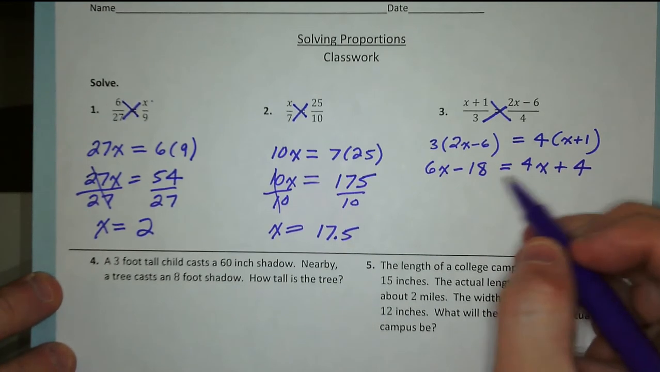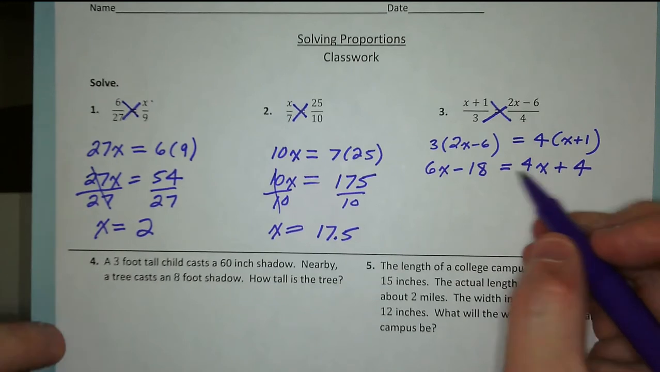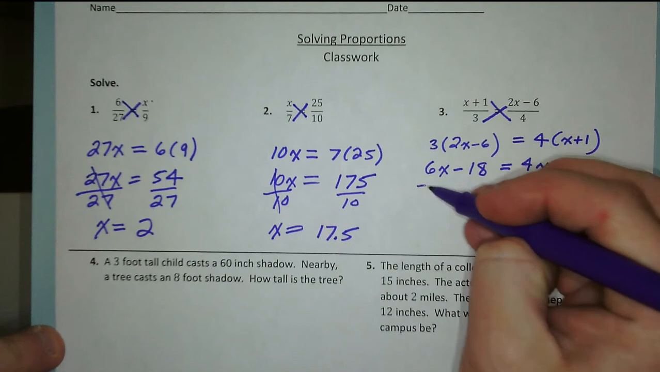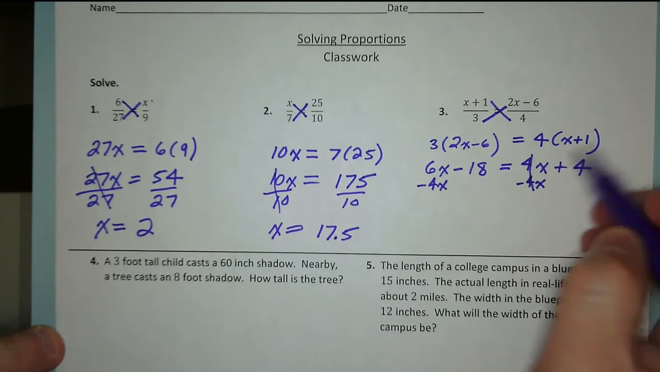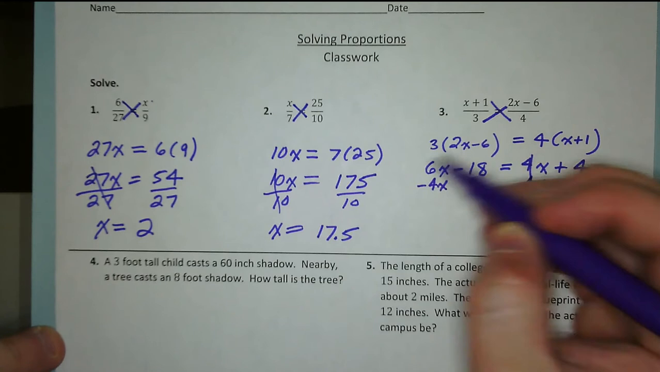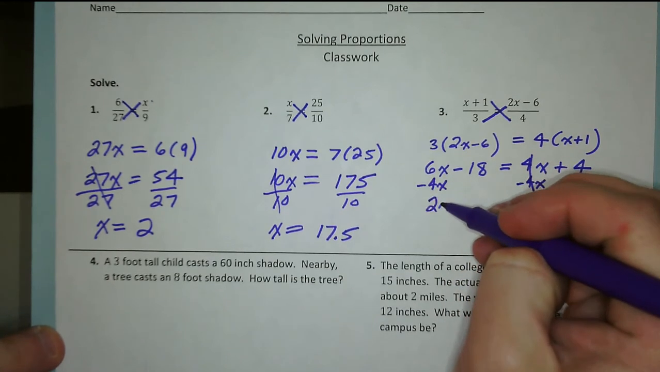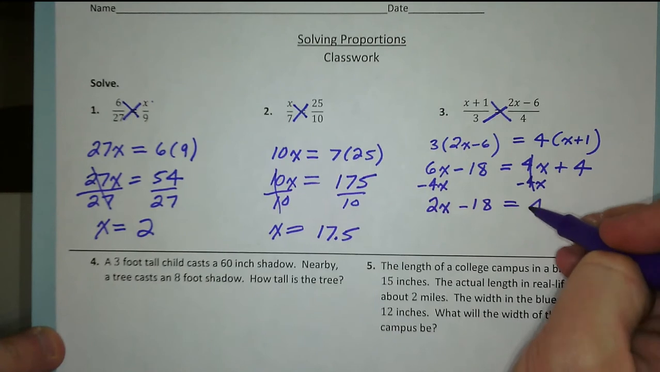And now after you've cross-multiplied, you just continue on your way of solving for x. The first thing we have to do is get the terms with x only on one side. So I would subtract 4x. So now it's no longer on the right side. Now it's over here. And 6x minus 4x is 2x. And then over here we still have a positive 4.